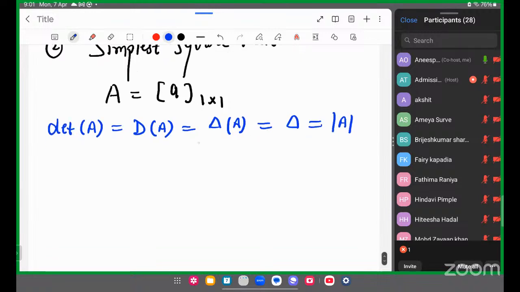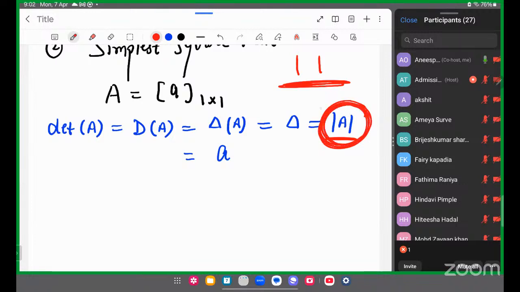What will be the determinant of a 1 into 1 ordered matrix? The answer will be its element itself. Whether the element is positive or negative, the answer will be the element. Remember, in this case, if we are writing it as determinant A, then these two bars are determinant, not modulus. So do not confuse it with modulus. It is determinant, not modulus. Understood?